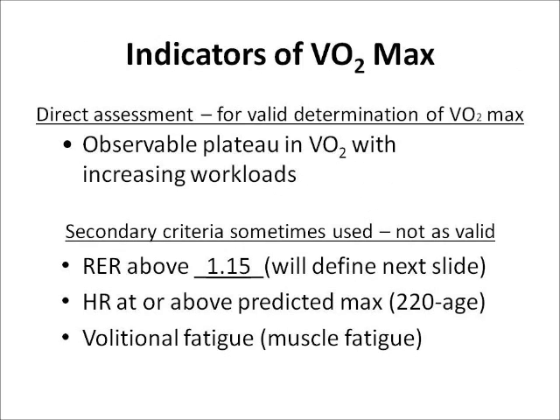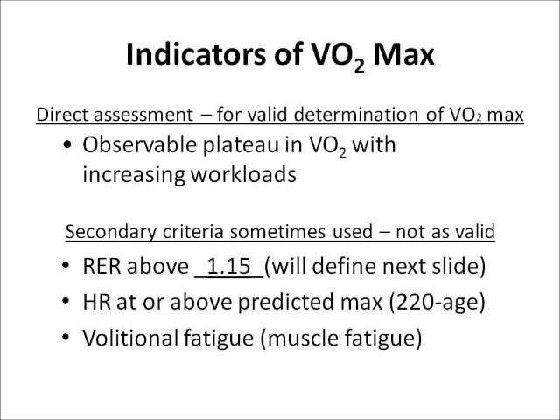Go to the next slide, indicators of VO2 max. Direct assessment for valid determination of VO2 max must see an observable plateau in VO2 with increasing workloads. Secondary criteria are sometimes used but not as valid, so that's the next blank.